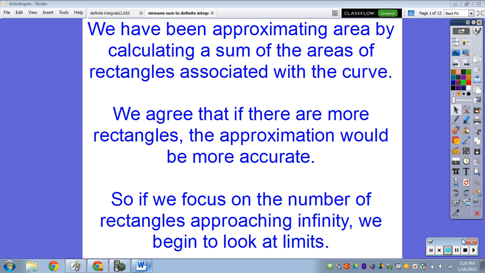And we agree that if there are more rectangles or trapezoids, the approximation would be more accurate. So if we focus on the number of rectangles approaching infinity, we begin to look at limits. And so the idea is the rectangles get smaller and smaller in width, they reflect the behavior of the curve more closely. And of course, when we want a large number of something, we're talking about it approaching infinity.